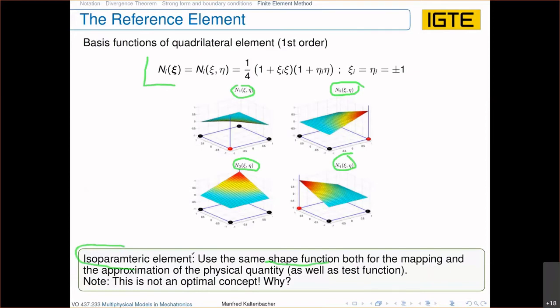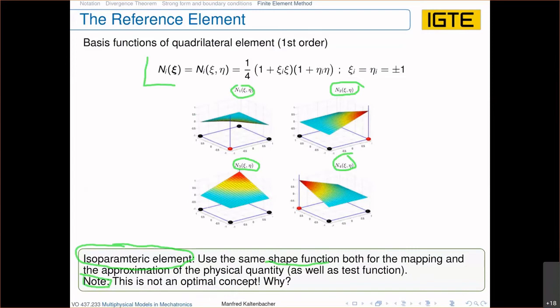isoparametric element. And that were the standard elements at the beginning of the finite element method, and still in a lot of commercial programs they are also the standard approach. However, as you see here, what I have written is this important note here, that this is not the optimal concept.